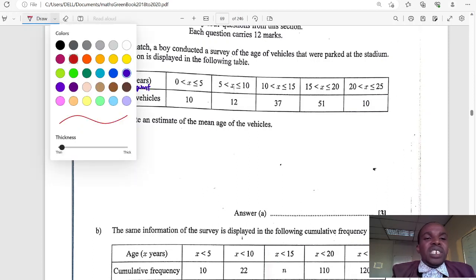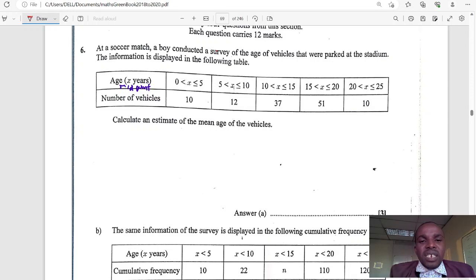Midpoint here, just put it here. You say 0 plus 5 divided by 2 is 2.5. 5 plus 10 divided by 2 is 7.5. Then 10 plus 15 divided by 2 is 12.5. Then here is 17.5. Here is 22.5. You just add 20 plus 25 divided by 2, or you can just see it at 22.5. That's the value at the middle of these items.